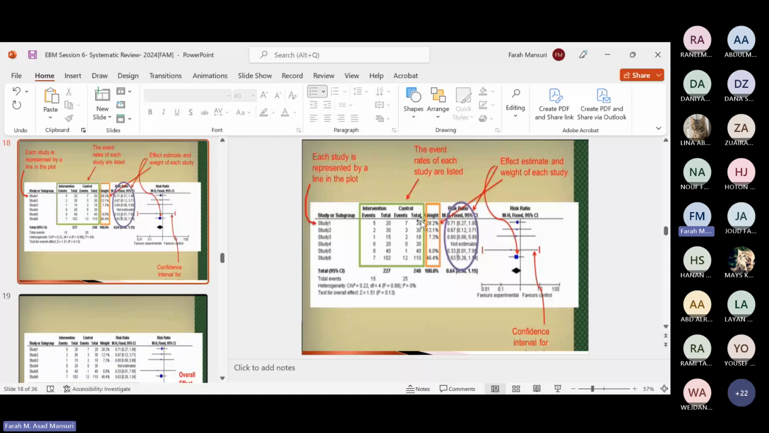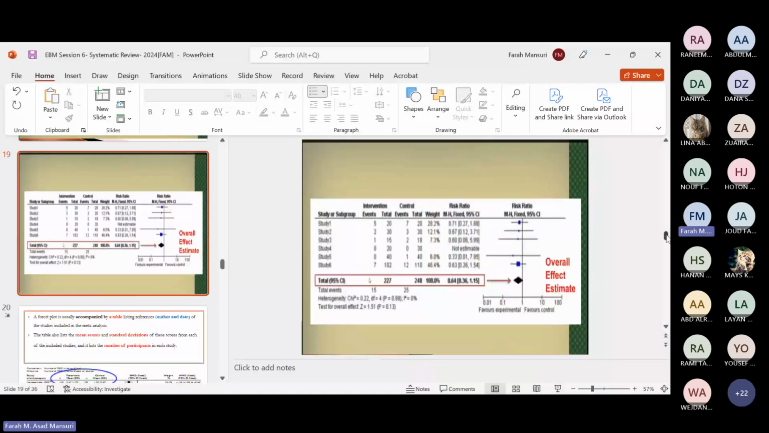And this is again the same: in this example, 6 studies are selected, and the weight of the study we have already understood. The risk ratio is used when it is binary data. If it is continuous data, then mean difference or standardized mean difference would have been taken.